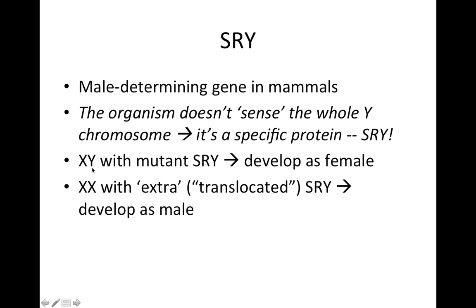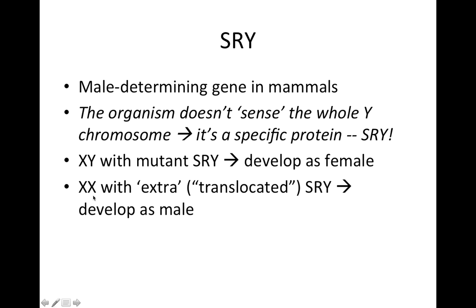So what that means is actually you can have some XY individuals that will develop as females. If those individuals have a disabling mutation in their SRY gene, then you'll have an XY individual that does not have an intact SRY gene, so it will not make a functional SRY protein, and these individuals will develop as phenotypically female.